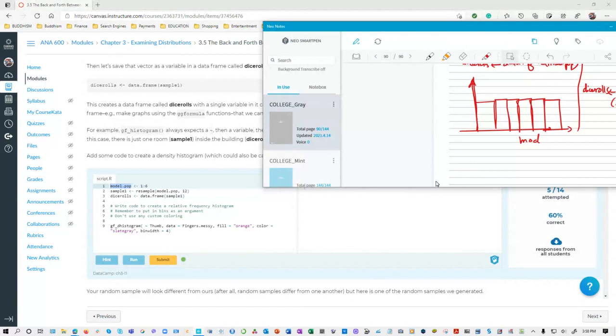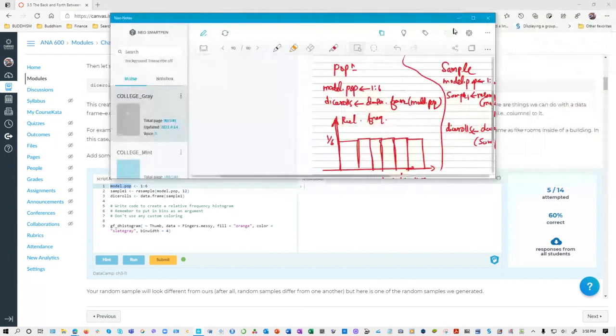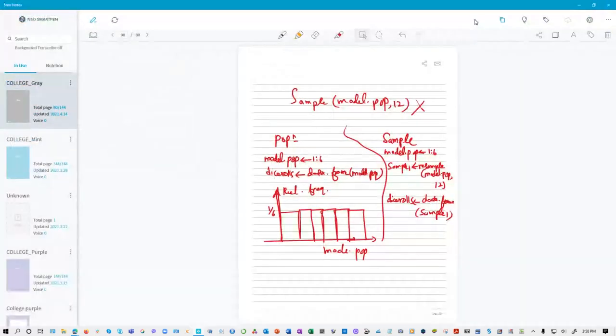That's the model pop, that's the name of the variable. It's the relative frequency, okay? Relative frequency. Now we're going to do the same thing for the histogram we're going to draw for this one.